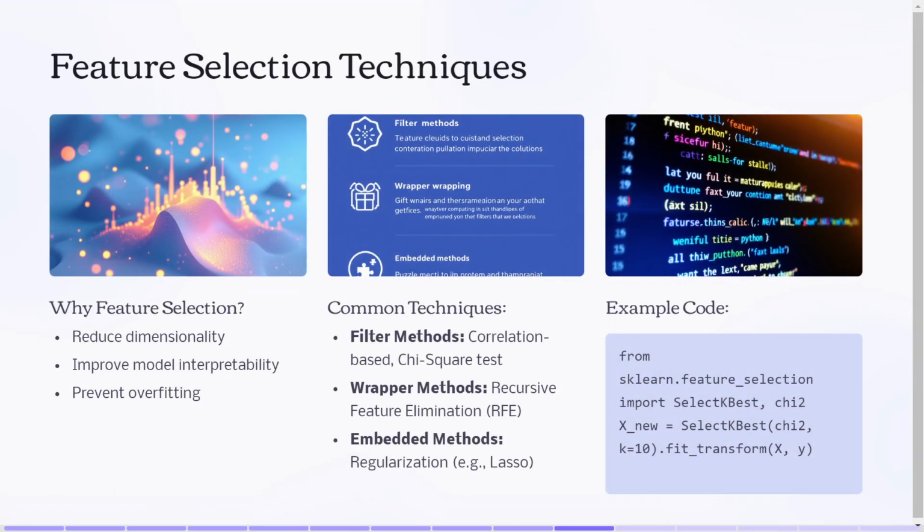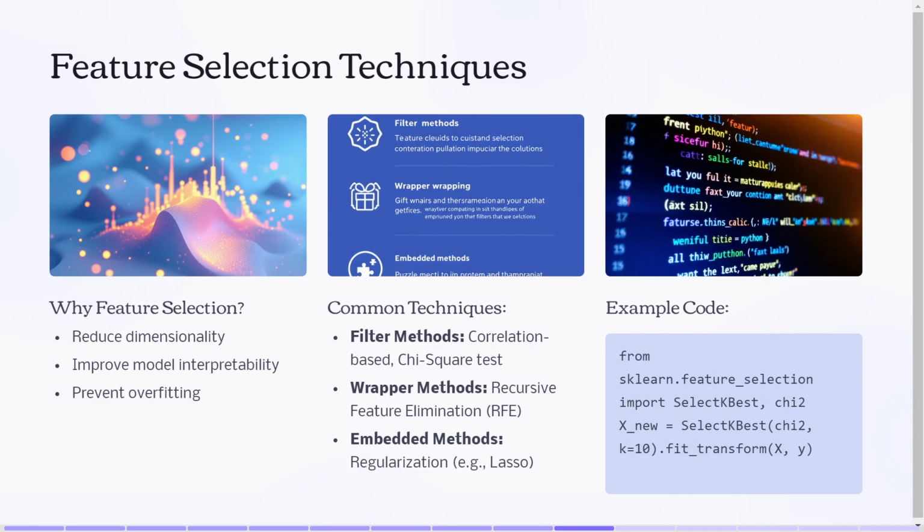Not all features contribute equally to a model's performance. Feature selection helps us choose the most relevant features. We can use filter methods like correlation analysis, wrapper methods like recursive feature elimination, RFE, or embedded methods like lasso regression, which automatically remove less important features. This process helps reduce the complexity of the model and can improve accuracy.